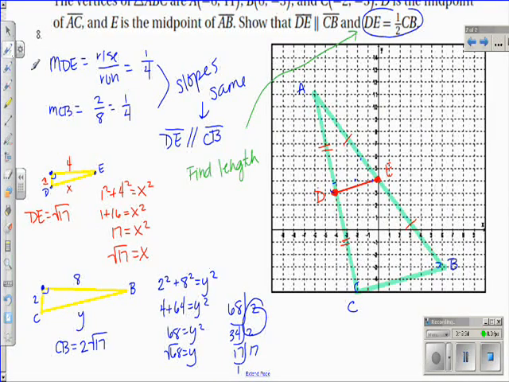Well, from here I can say, okay, if DE is half of CB, well, DE is square root of 17 equals half of 2 square root of 17. Well, half times 2 is just 1, so square root of 17 equals square root of 17. You're done.